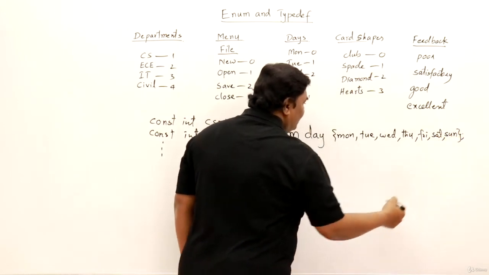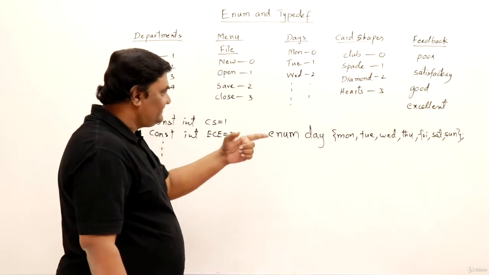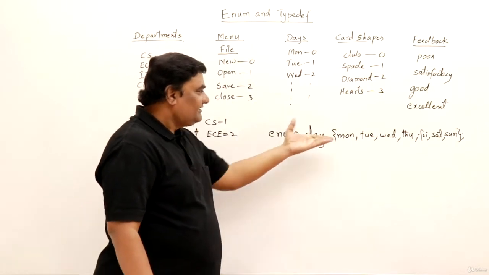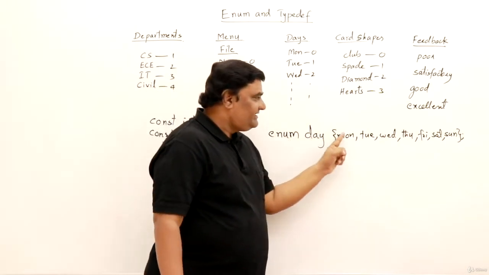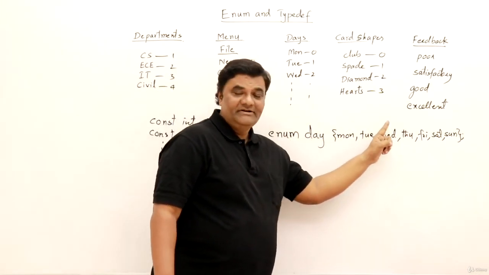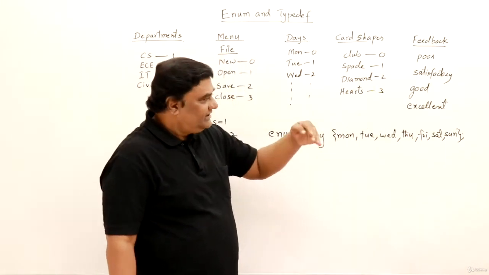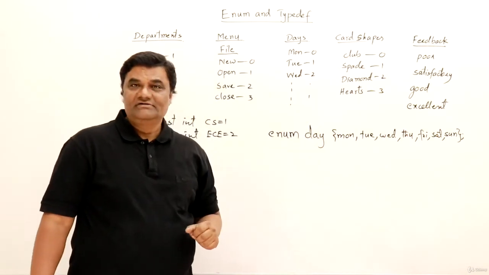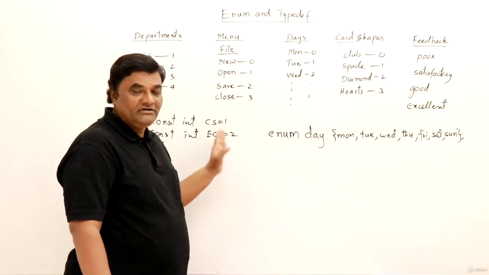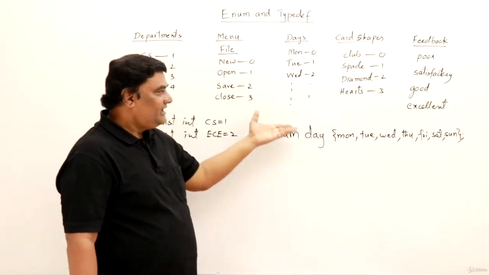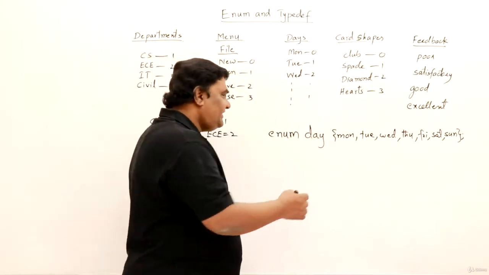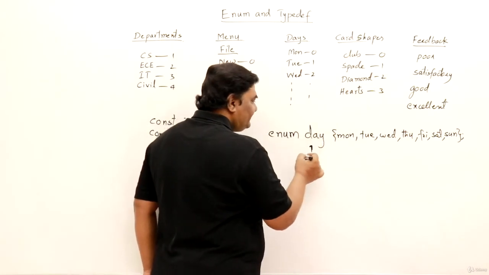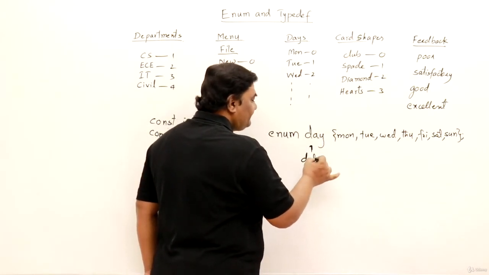Now, this means I am defining all these constants together. This is nothing but defining the constants like this. Now, Monday will be 0, Tuesday will be 1, Wednesday will be 2 and so on. Automatically, they will take all those values. So, instead of writing the constants one by one, 7 times, you make it a data type. Now, day is a new data type. This is a user defined data type.